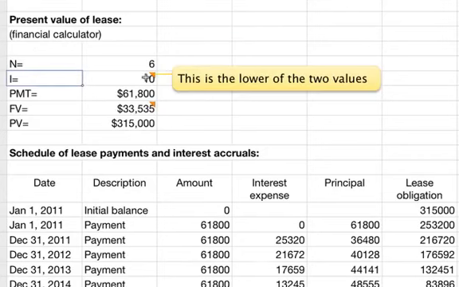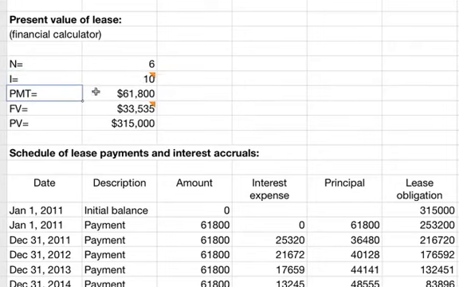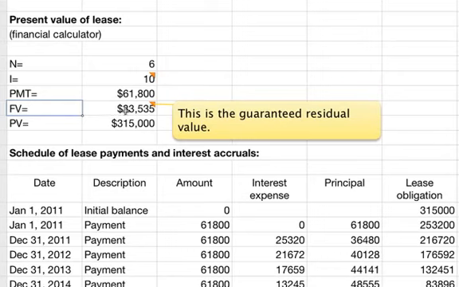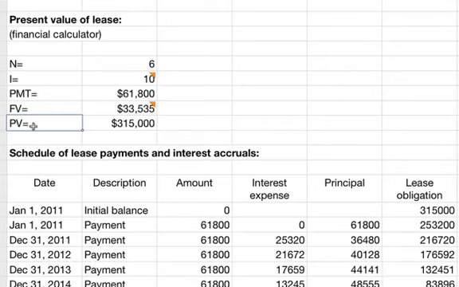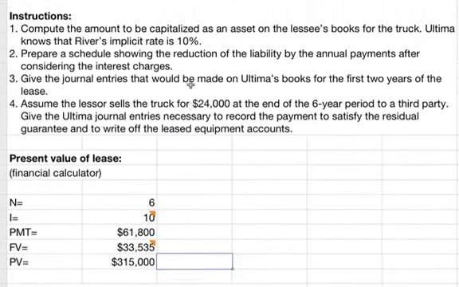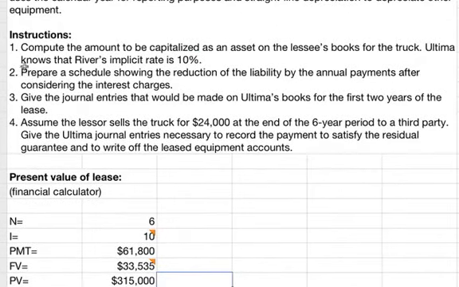So first, the present value of the lease. In a financial calculator, you have 6 payment periods, an interest rate of 10%. This is the lower of the two interest values. Payments are $61,800. The future value is $33,535, and here we use the guaranteed residual value. When you compute the present value on those inputs, you get $315,000.